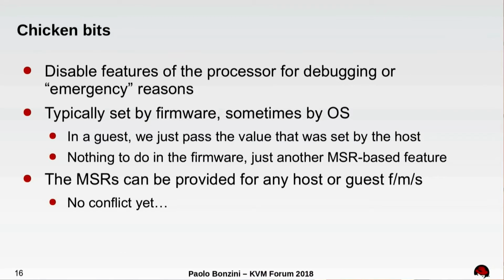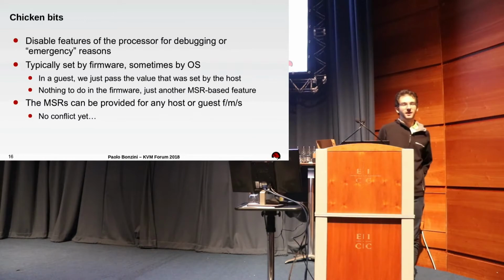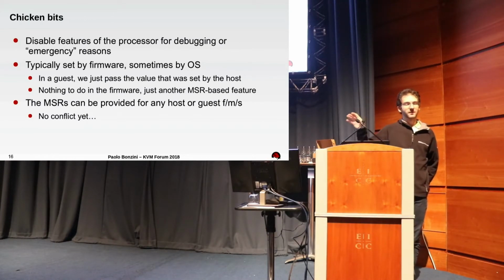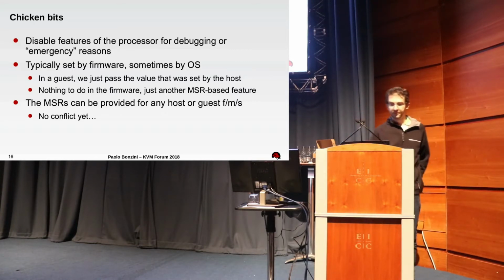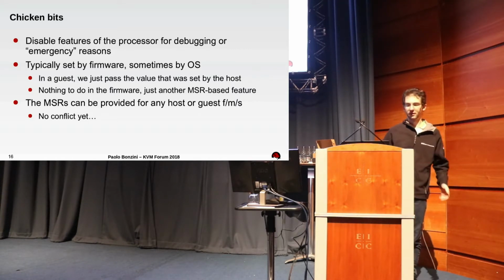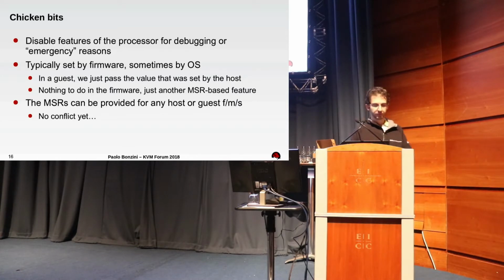So going quickly to the other ones, chicken bits, typically they're set by the firmware, sometimes by the OS. In our case, we just set them in the hypervisor, nothing to do in the firmware. We just set the value, and the operating system reads it and sees that it's not vulnerable. What we do is that we provide the chicken bits registers for any host or guest family model stepping. So far, we had no conflict between two different chicken bits on different microarchitectures. So far, we are safe. But it can be a problem in the future.